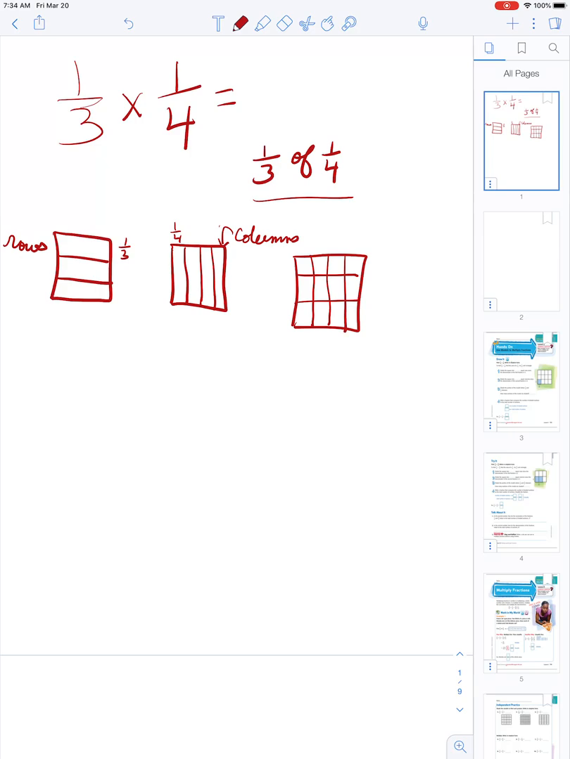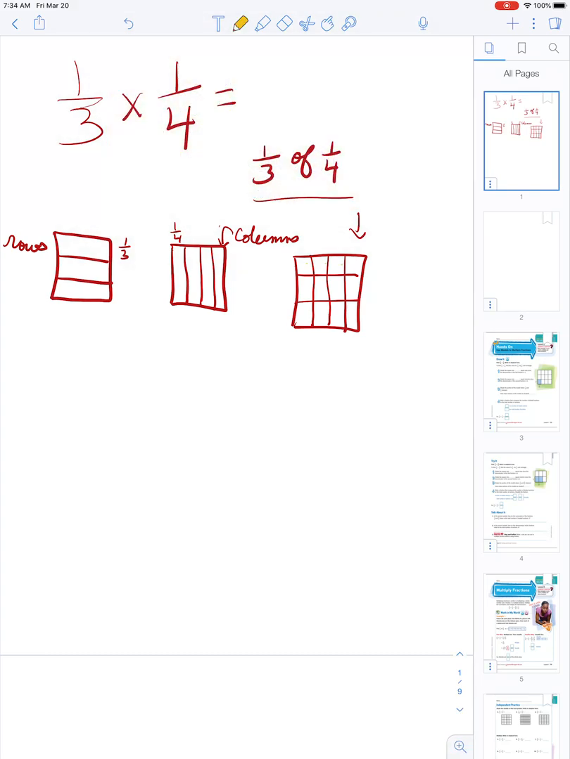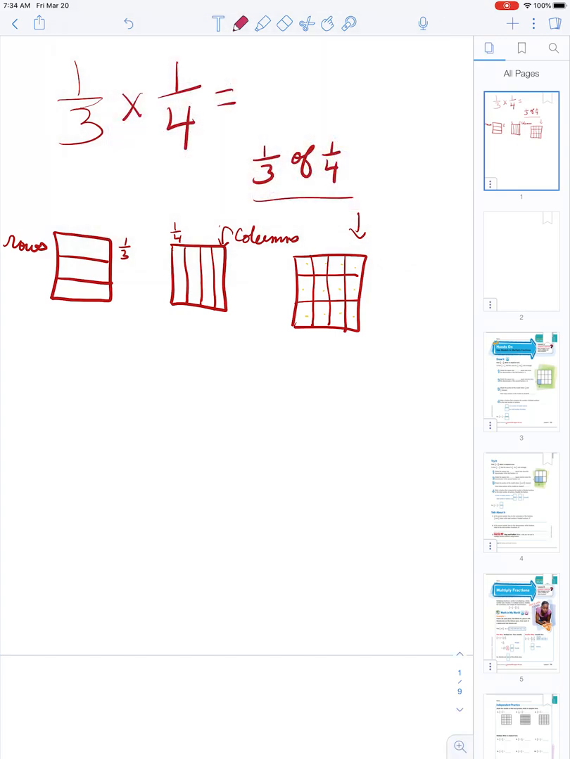So, what happens here is that how many total parts have I made in this particular picture? If you count them, I have made 1, 2, 3, 4, 5, 6, 7, 8, 9, 10, 11, 12. What do you think that 12 would represent? That's right, 12 represents the denominator. Remember, the denominator is the total amount of parts that we have.